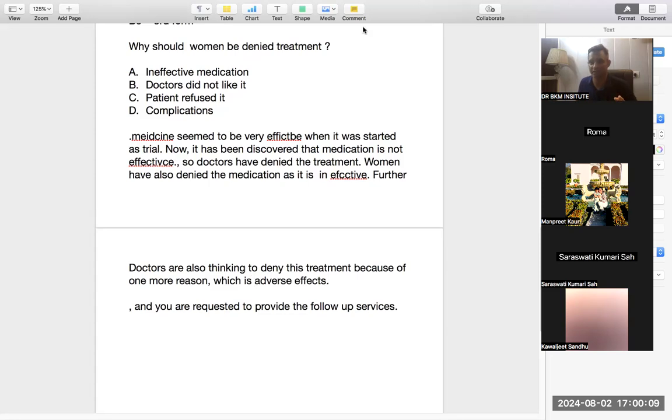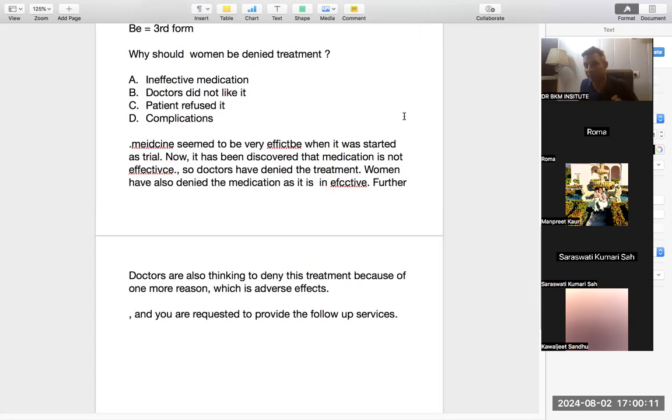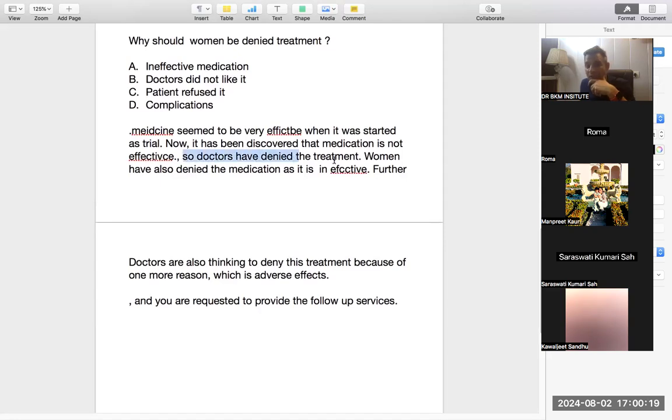Now understand this. Now this question has become even more complicated. Why should women be denied treatment? That means they are asking about the future. In this line, doctors have denied the treatment. So you will say, denied. But doctors have already denied the treatment. Present perfect. Present perfect means I have done my homework. I have already done. But my question is in the future.